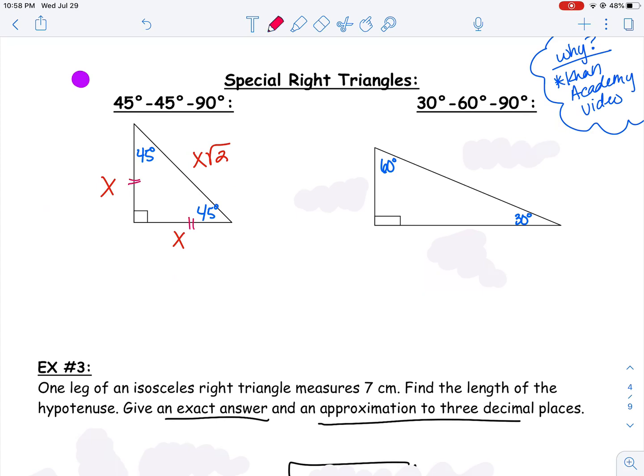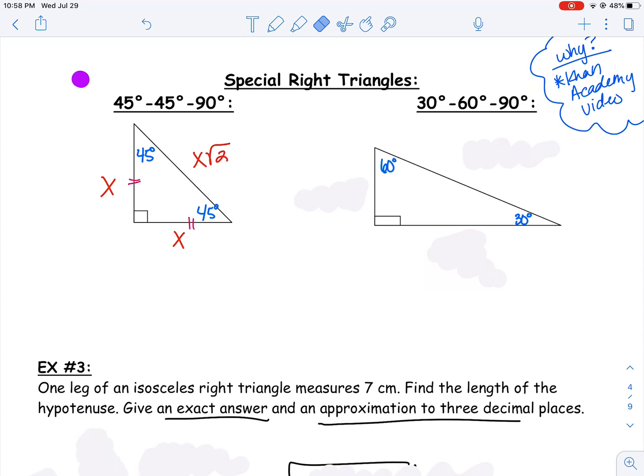Let's do another one. Maybe I said that one of the legs was 9. If this leg down here was 9, that means my other leg would be 9 because they're the same. And then that means my hypotenuse would be 9 rad 2. Pretty cool, huh? Very quick. We don't have to use Pythagorean theorem because we already know those relationships. So it's important that you memorize what those relationships are. Again, across from the 45 is x, across from the other 45 is x, and across from the 90, the hypotenuse, is always going to be x times rad 2.